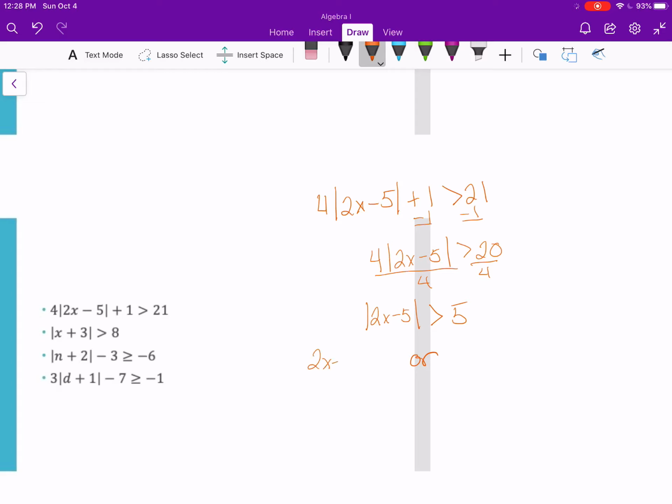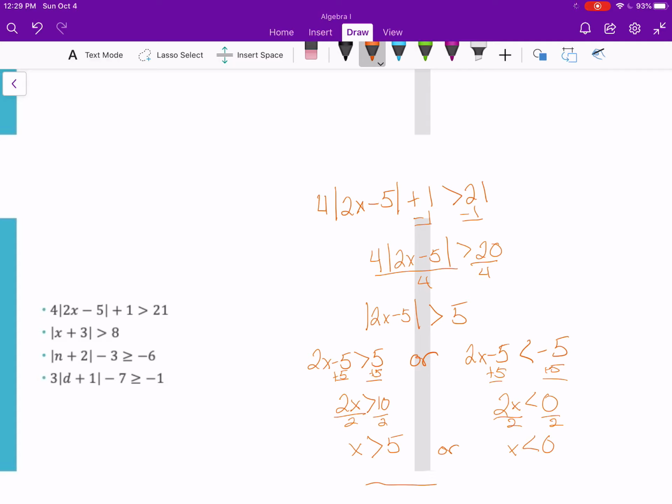So 2x minus 5 is greater than 5, or 2x minus 5 is less than negative 5. So just how we switch this to be a negative, we're going to switch the inequality symbol to face the other way. And then we just solve. So I'm going to add 5 to both sides. 2x is greater than 10. Divide by 2. x is greater than 5. Or, so add 5 here, add 5. 2x is less than 0. Divide by 2. x is less than 0.